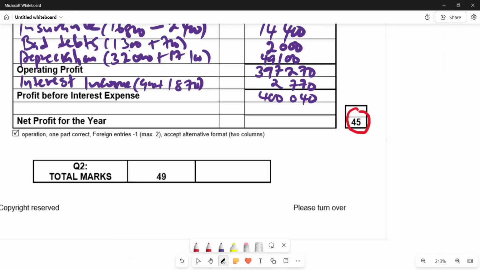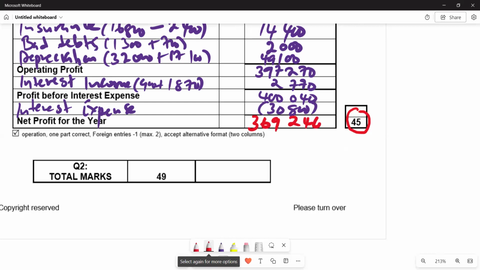So we are saying interest expense, and then we are giving 30,800, and we are subtracting to get a net figure for net profit for the year now. We calculate correctly there: 400,040 minus 30,800. You're going to get your answer, which is 369,240. So this is the final figure that is going to represent your net profit for the year.